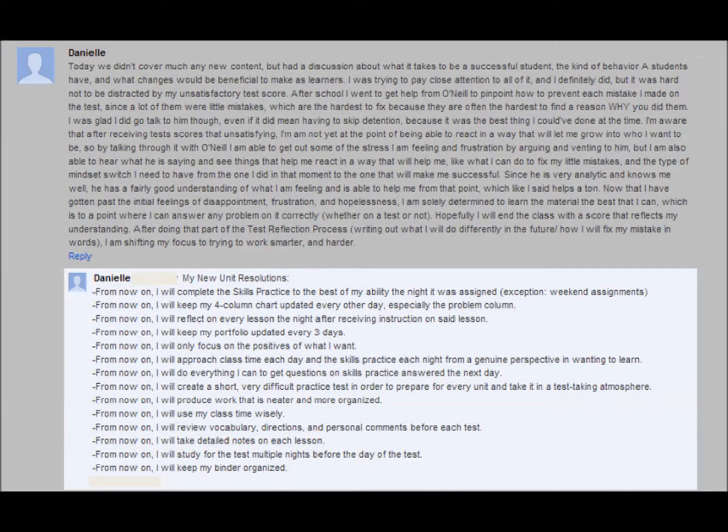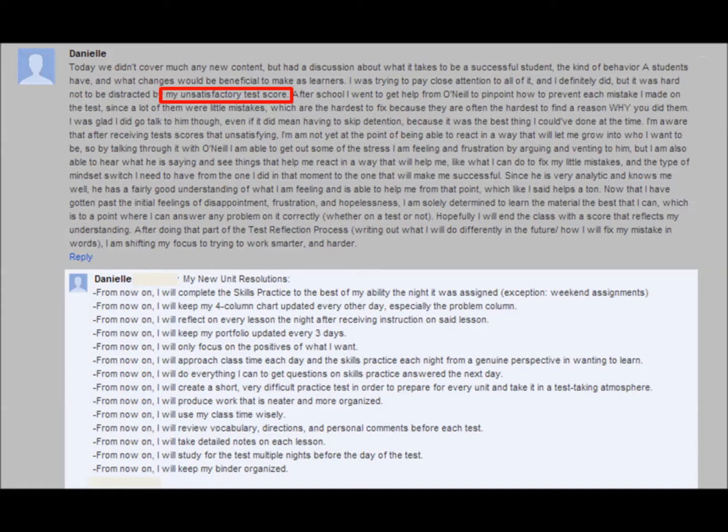Reflecting is not just a tool to review the lesson that day, but is a technique that can be applied to every aspect of learning. This student wrote this reflection after receiving a test score lower than they were expecting. They still wanted to get better, however, and reflected on their test in order to pinpoint their mistakes and articulate how to prevent them in the future.